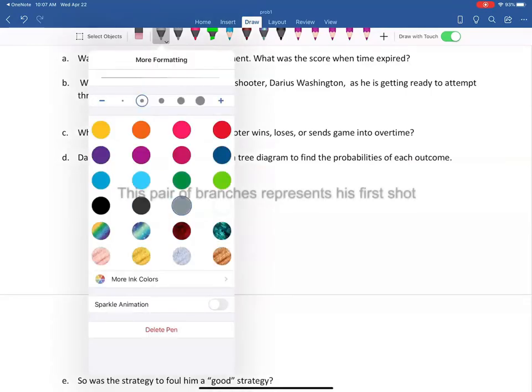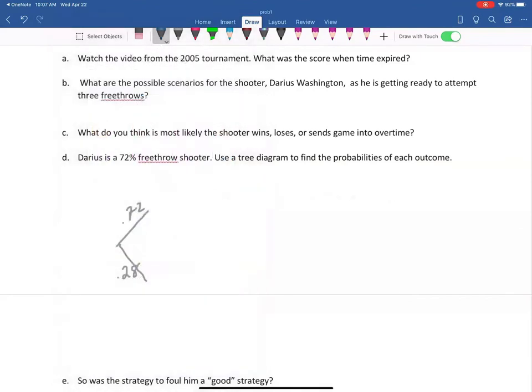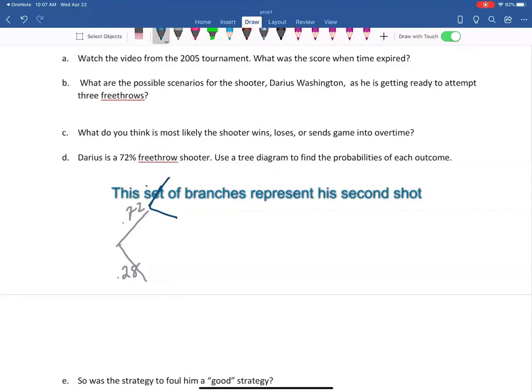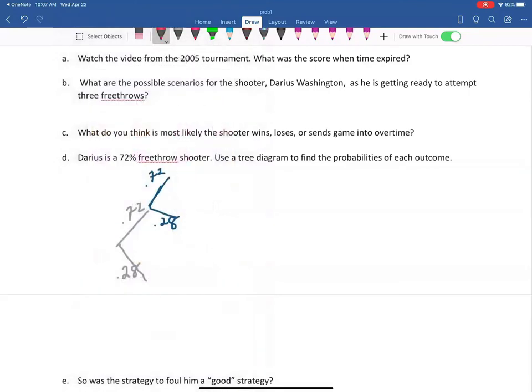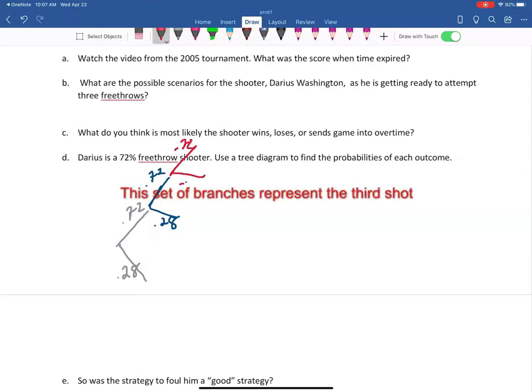All right, so the second shot I'm going to do here. Again, makes it 0.72, misses it 0.28. All right, so he was fouled, so he's going to shoot 3. We'll put that one in red. So then here, we're going to go 0.72. Here, we're going to 0.28. But we're also going to have that same situation here and here. All right, so now we got those done.